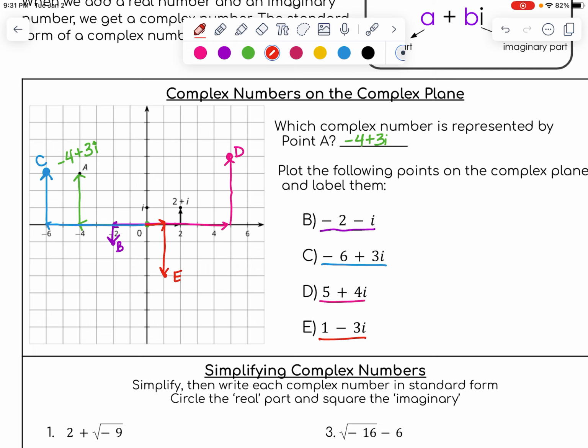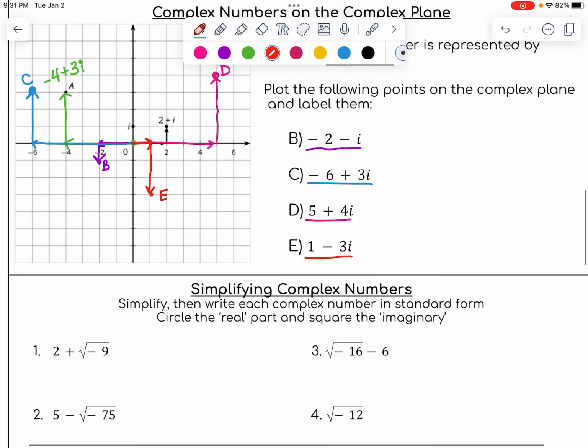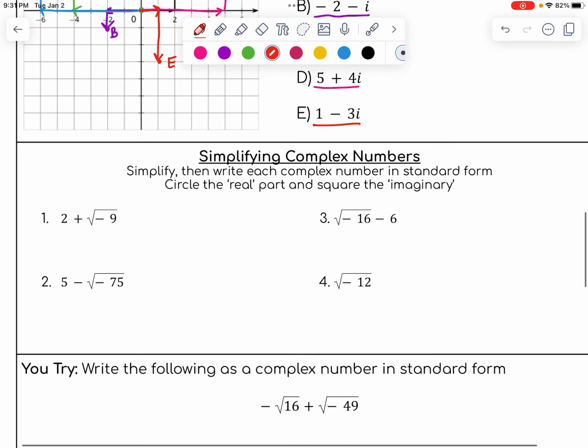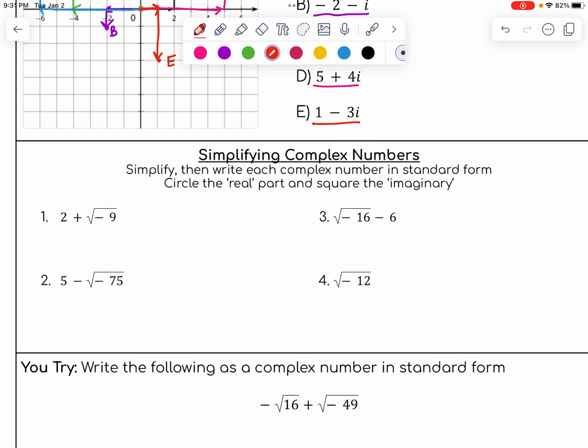So this is graphing complex numbers, but we might need to first simplify those complex numbers. So here we have a few examples of complex numbers that need to be simplified. Anytime that you see a negative under a radical, we always want to simplify that and get rid of the negative and hopefully the radical if we can.